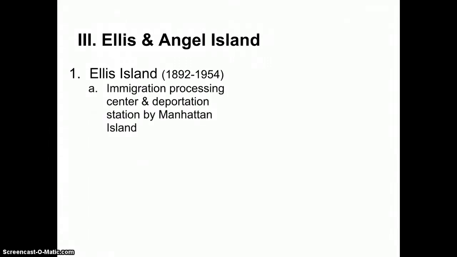Ellis and Angel Island are basically a filter. They're places that immigrants filtered through to make sure that there were no undesirables. They were largely a response to the massive numbers of immigrants during the Gilded Age and some nativist, xenophobic thoughts, right? So Ellis Island was opened towards the end of the Gilded Age, and basically it was a process center. They deported some people by Manhattan Island.